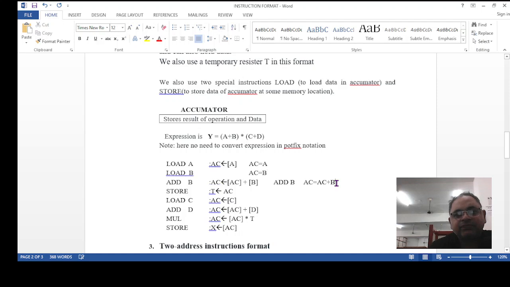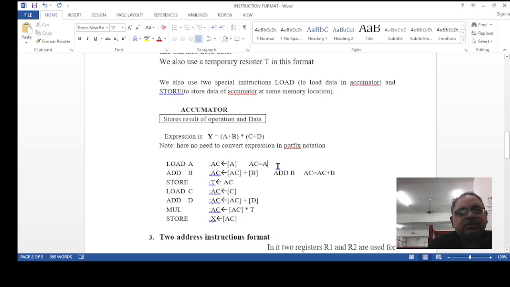That is because we are using this kind of instruction. Okay, I think that should be clear now. You can also go to other references.